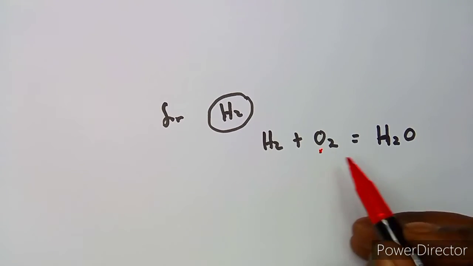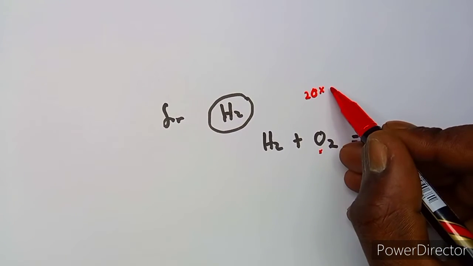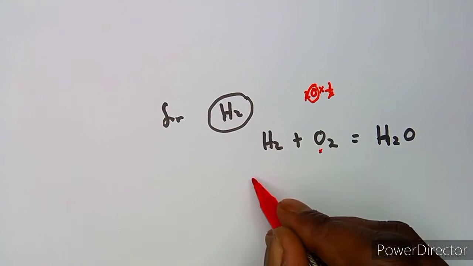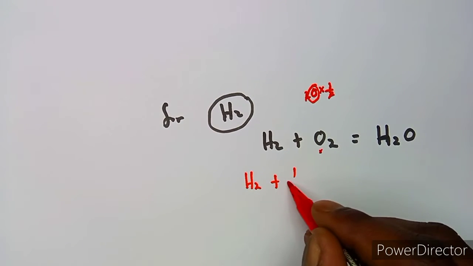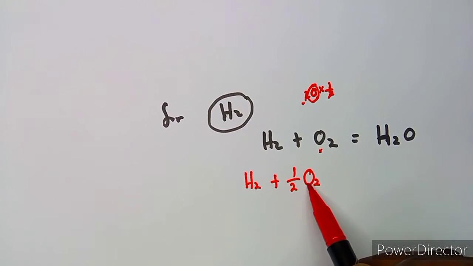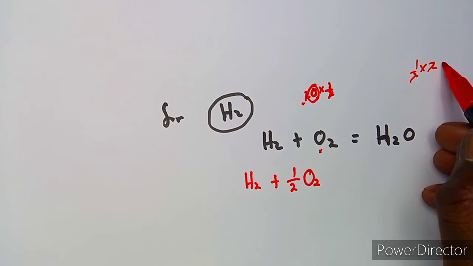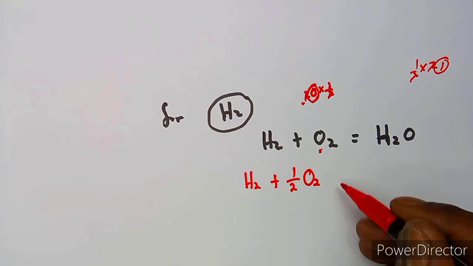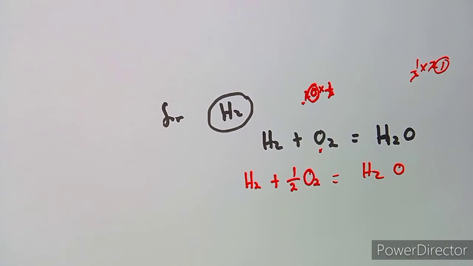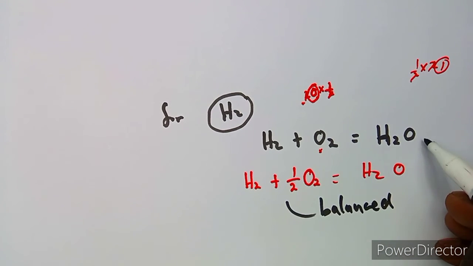So how are you going to balance? Here we have 2 oxygen, and here it's 1. As you can see, if I multiply by half, 2 times half, I remain with 1 oxygen. So I'm going to write this as H2 plus half O2. Half of 2 is 1, so half times 2 is 1. So we are now left with 1 oxygen here, which is the same thing here. We have got 1 oxygen. So now it's balanced. Here it wasn't balanced.